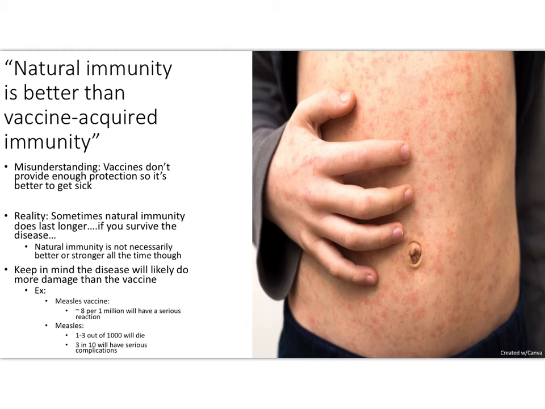Keep in mind that if you get measles naturally, 1 to 3 out of every 1,000 will die, and 3 in 10 will have serious complications, things that land them in the hospital and may affect them for the rest of their life. So it is true that if you get measles naturally, you may produce more antibodies to the virus. However, you have to survive that disease and not be one of these people that gets the really serious complications for that to even matter at all. And even then, when we look at long-term protection from measles, yes, people who got measles naturally may have more antibodies later in life, but people who got the vaccine are fine as well because the vaccine has still produced enough antibodies to protect them.